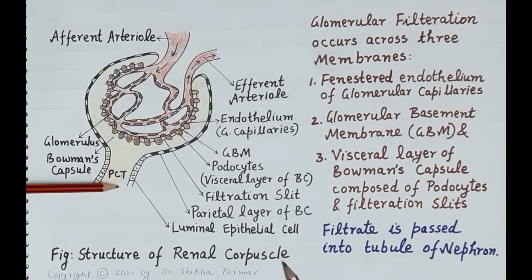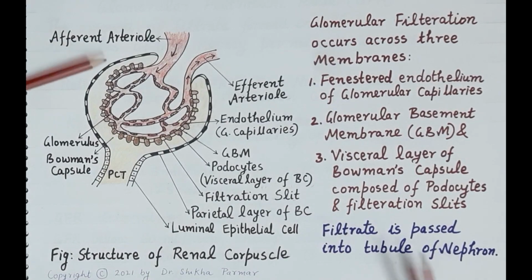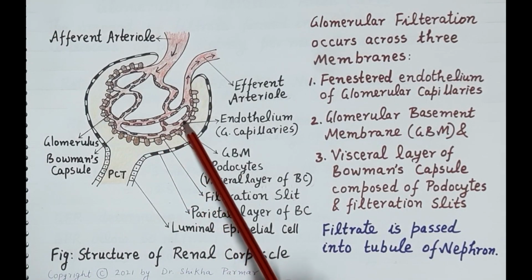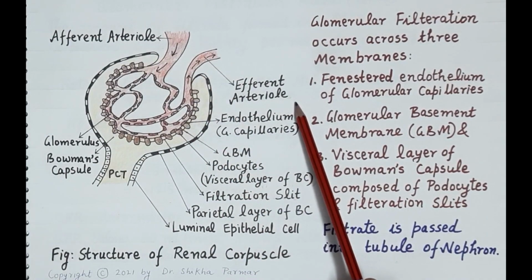So glomerular filtration occurs across three membranes. First are the pores of the glomerular capillaries, then glomerular basement membrane, then visceral layer of Bowman's capsule composed of podocytes and the filtration slits. Now filtrate is passed into the tubule of the nephron and the unfiltered blood along with the different components is carried away from the glomerulus by the efferent arteriole.